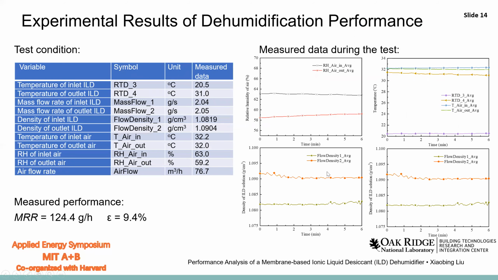We conducted an experimental case to test the dehumidification performance. In this case, the air condition is a typical summer humid air condition, and the temperature of the ionic liquid desiccant is around 20 degrees C. This figure shows the measured data of the air and the ionic liquid desiccant. We can find that the test results are very stable during the test. The measured performance shows that the moisture removal rate is around 124 grams per hour, and the effectiveness of this test is around 9.4%.